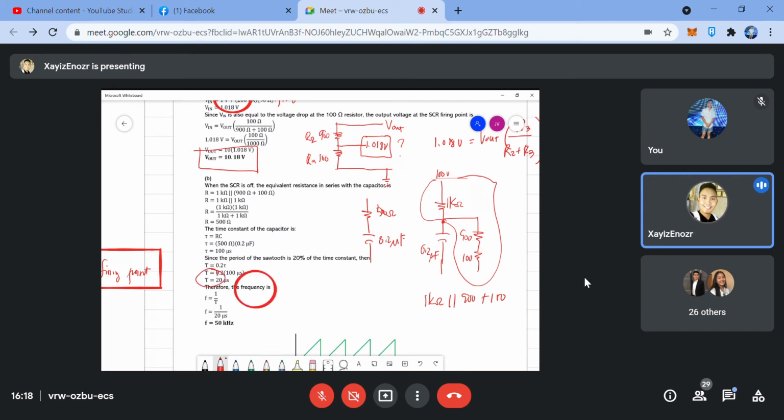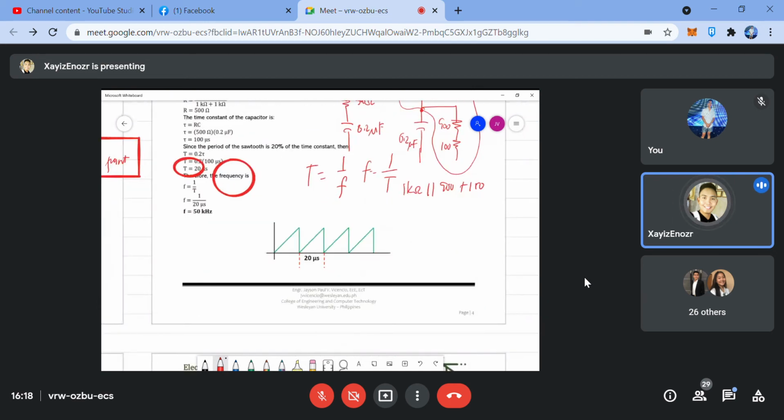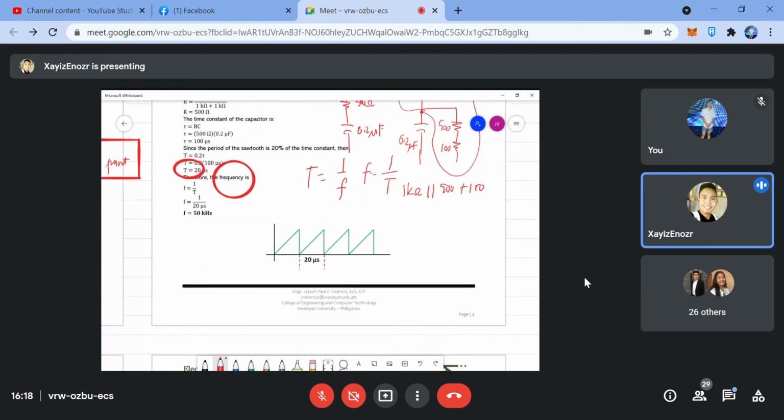Ang andito is period. So period is ano? Period is reciprocal ng frequency. T is 1 over F. Or if you will need to find yung frequency, that will be reciprocal ng period. So kung ang period natin is 20 microseconds, that will be 1 over 20 microseconds. So ang frequency ngayon ng ating sawtooth wave is 50 kilohertz. Then, so yan, grinap ko lang, isang sawtooth. Ganito yung itsura ng isang sawtooth wave.